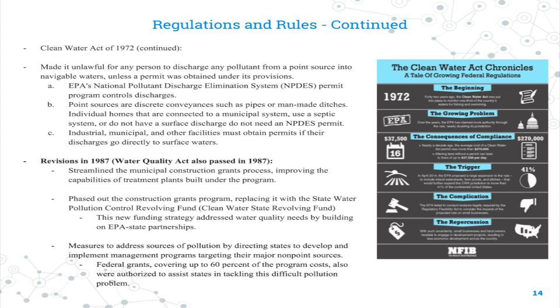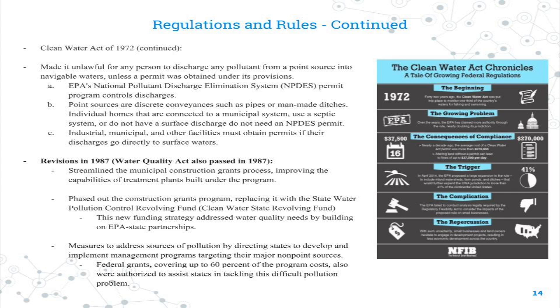We will now be looking at revisions that were made to the Clean Water Act in 1987. These revisions include that they streamlined the municipal construction grant process, improving the capabilities of treatment plants built under the program. They also phased out the construction grants program, replacing it with the State Water Pollution Control Revolving Fund, which is also known as the Clean Water State Revolving Fund. This new funding strategy addressed water quality needs by building on EPA-state partnerships.